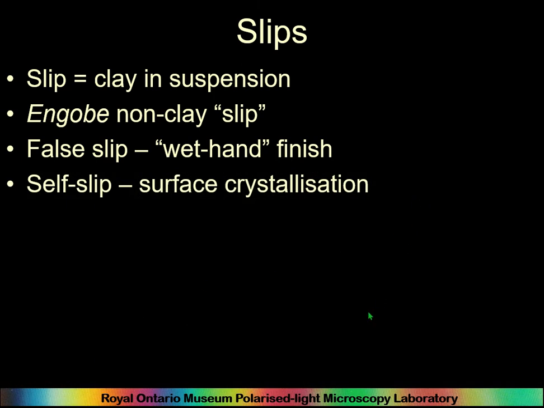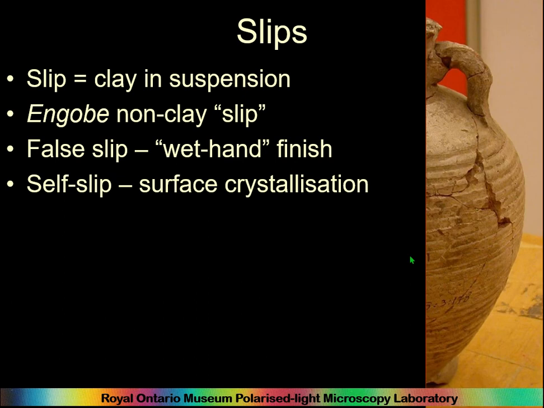And you can have a self-slip, which is from efflorescence, a surface recrystallization. And so here you will get crystals growing on the surface. Tends to be in pottery with possibly salt in the clay.